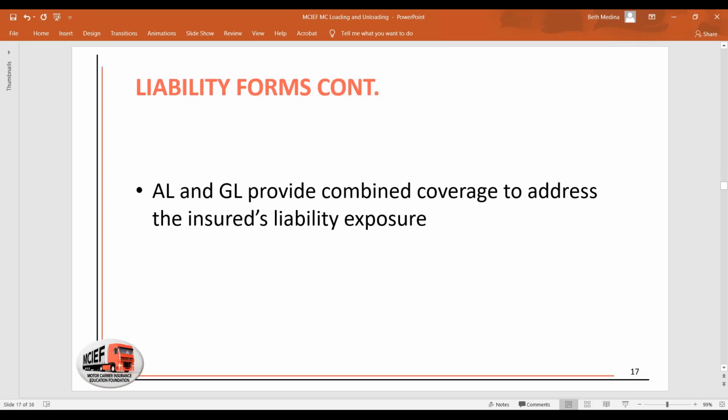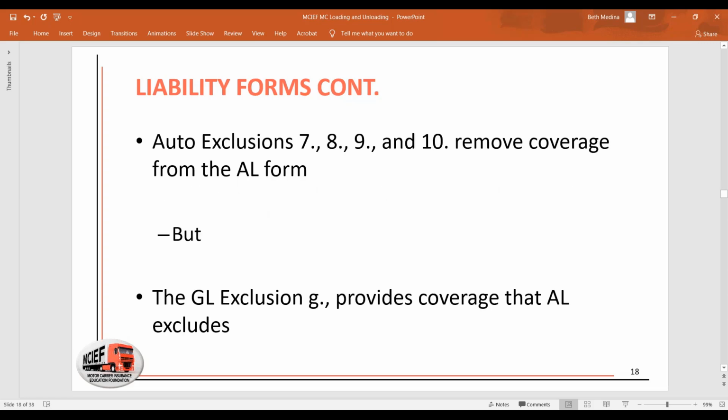The auto liability and general liability provide combined coverage to address the insured's liability exposure. It's a combination of it. What one excludes, the other covers, and vice versa. And this is the point of them working together. They don't stack, they just work together. They meet the gaps in each other's. And so what we're talking about in the liability policy involving unloading, you have the exclusions 7, 8, 9, and 10. That is the movement of property, the completed operations, the mechanical equipment, those things involved here. And what's excluded in the auto liability policy in exclusions 7, 8, 9, 10 is covered because it's not excluded in the GL exclusion G.